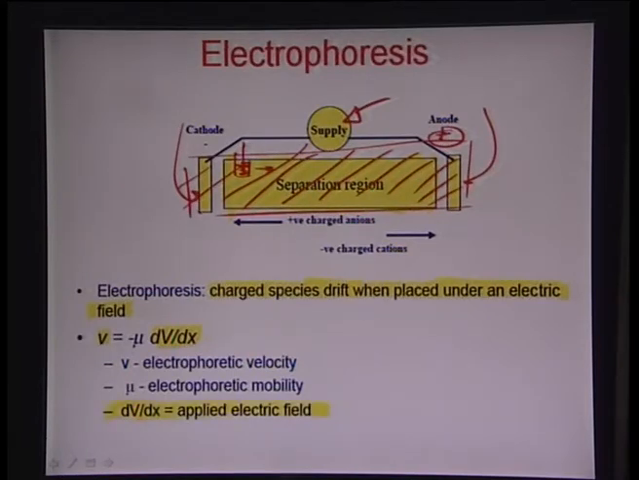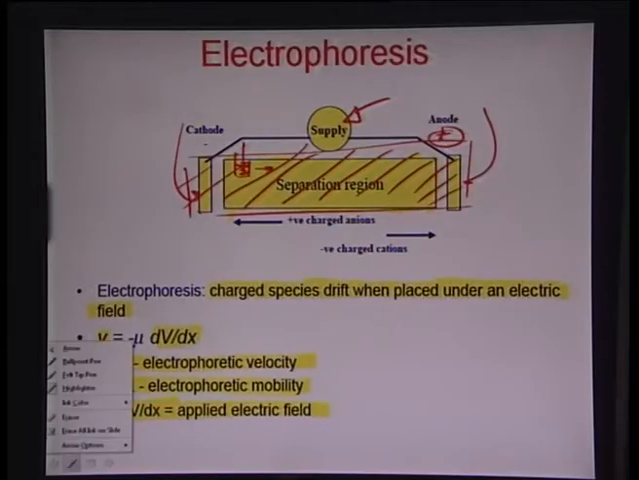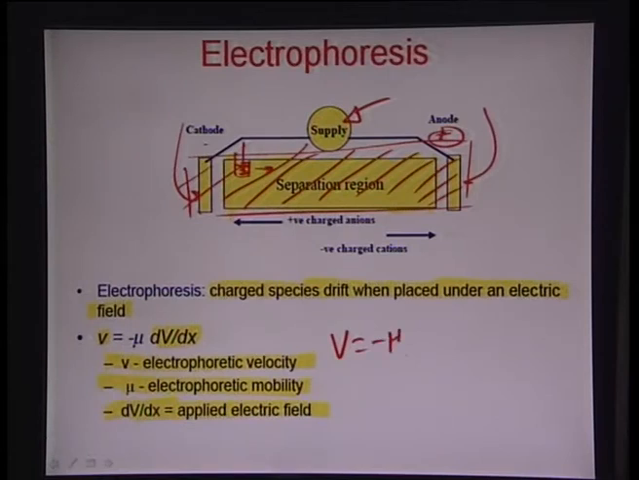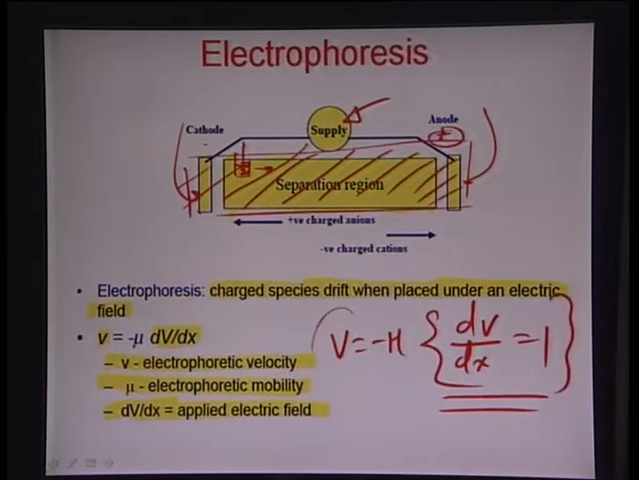Mu here is a constant of proportionality, which is essentially an estimation of the velocity per unit electric field applied, and it's the constant of proportionality between the electrophoretic velocity and the electric field. So mu equals V when dV by dx equals 1, right. So it's the velocity per unit electric field that we are talking about in terms of the mobility.